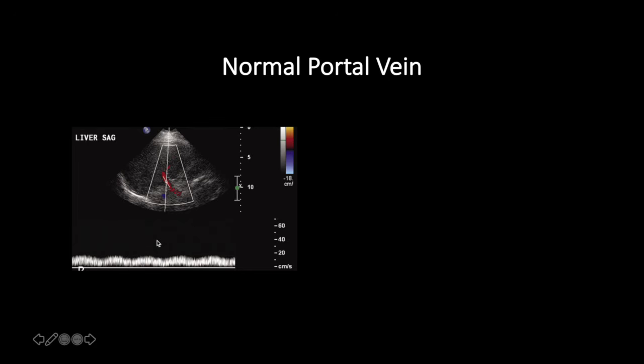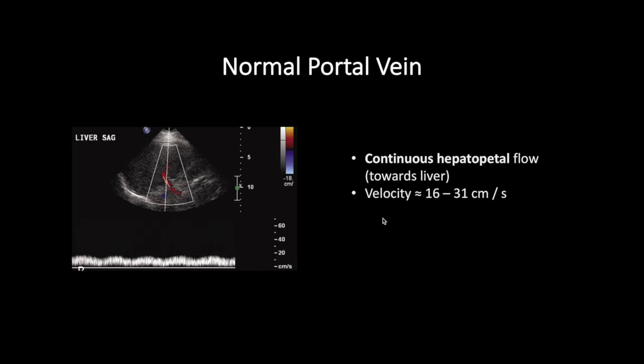So what are we seeing here? Well, first, we're seeing that there is continuous forward flow. Okay, it's moving towards the liver continuously. It's all above the baseline. Okay, and the term that is often used to describe blood moving towards the liver is hepatopedal flow. Okay, and think about it as blood pedaling, biking or pedaling towards the liver in normal situations.